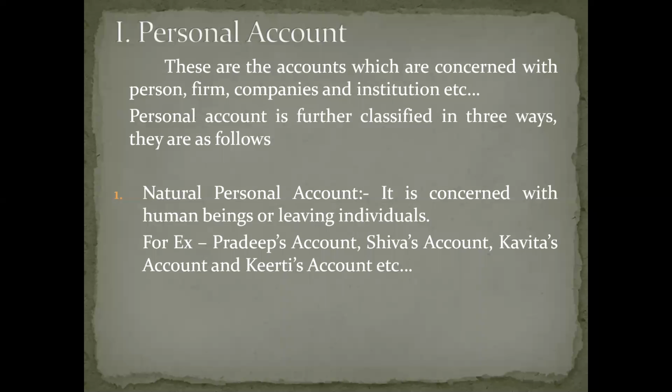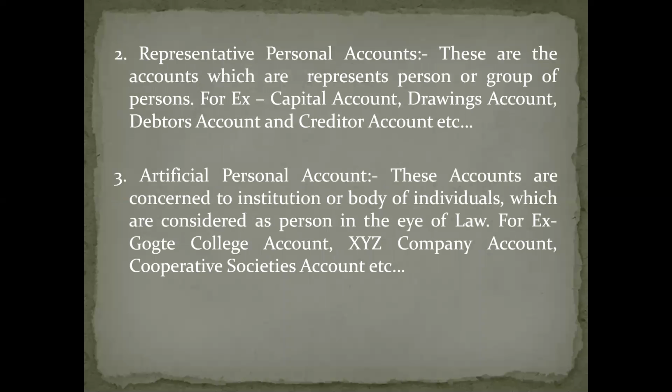This particular account deals with human beings. It deals with individuals. It deals with living individuals. That particular account is called as what? Natural personal account. Here are certain examples like Pradeep's account, Shiva's account, Kavita's account, Kirti's account. Meaning, these are the accounts which deal with human beings, which deal with living individuals. That particular account is called as natural personal account.